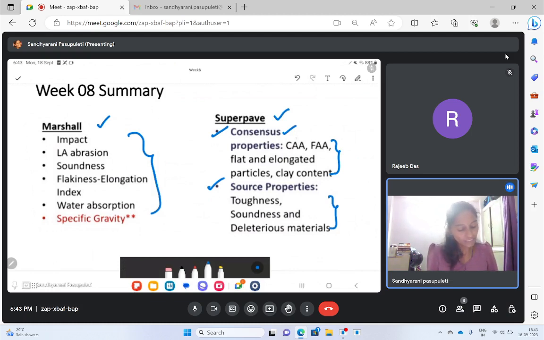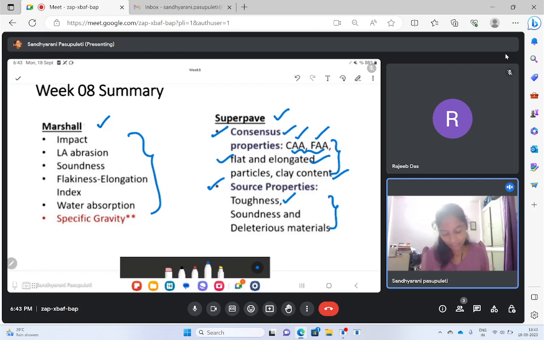So this is coarse aggregate angularity and fine aggregate angularity, because we want aggregates to have a certain amount of angularity, so that when I compact, they should have better interlocking. So these two properties are related to that. And regarding all these tests, we have already discussed them in the initial lectures, where the flatness and elongation and the clay content. We also have done the sand equivalent test to understand the clay content. And if we come to the source properties, it includes the toughness, soundness, and deleterious materials.